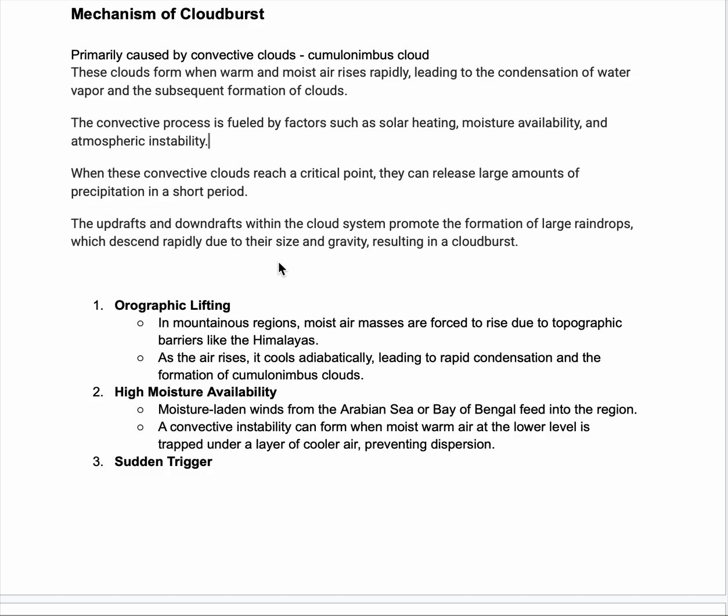In normal rainfall, the raindrops are not so large. The rainfall happens, but its size and gravity are not as huge as what takes place in a cloudburst. That is what differentiates rainfall from cloudburst.